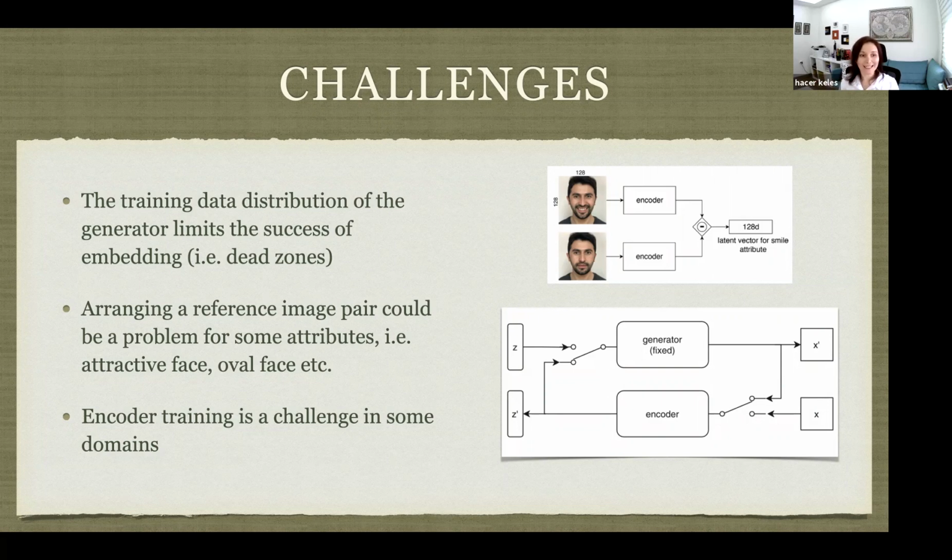And the last thing is encoder training, which is indeed a challenge. In some domains, it's much more challenging. We also have experience there. Maybe we can discuss it later, at some point.